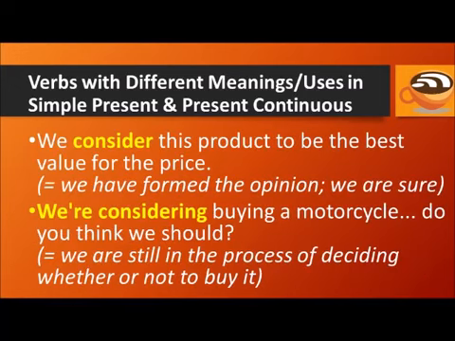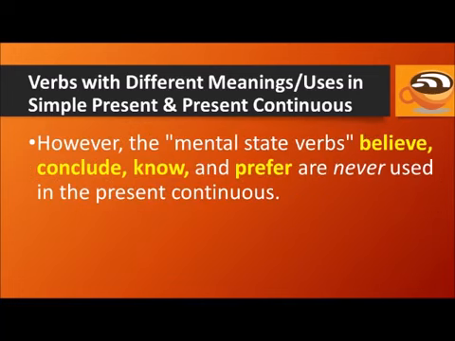If you say, we consider this product to be the best value for the price, that means we have formed the opinion and we are sure. But, we're considering buying a motorcycle. Do you think we should? Means we are still in the process of deciding whether or not to buy it. However, the mental state verbs believe, conclude, know, and prefer are never used in the present continuous.